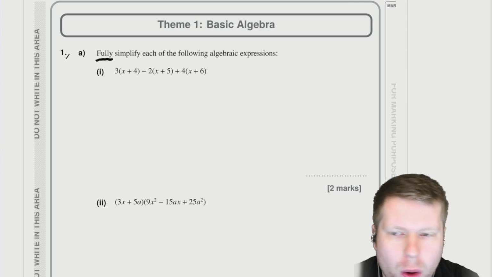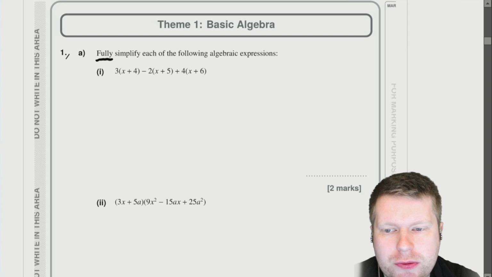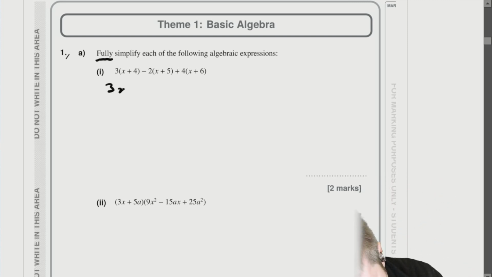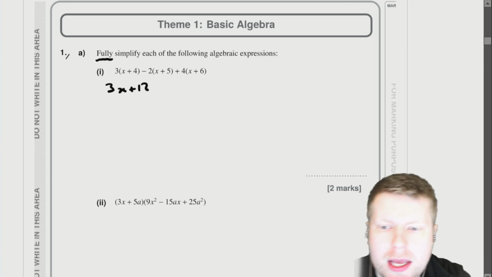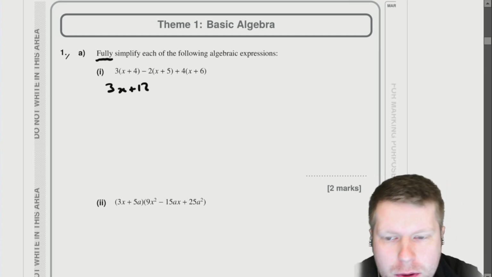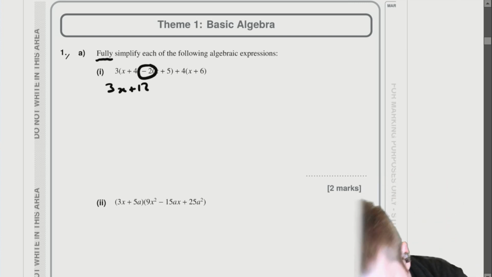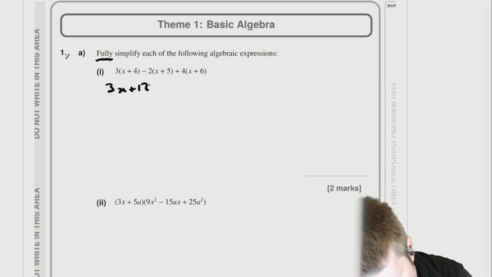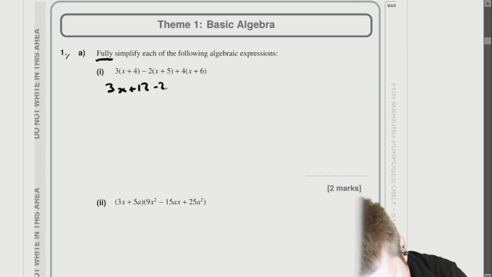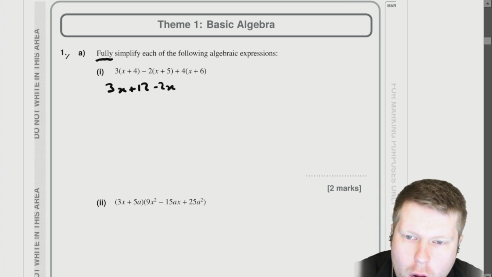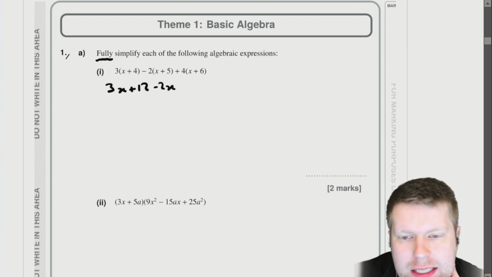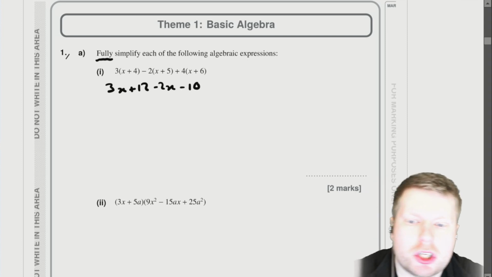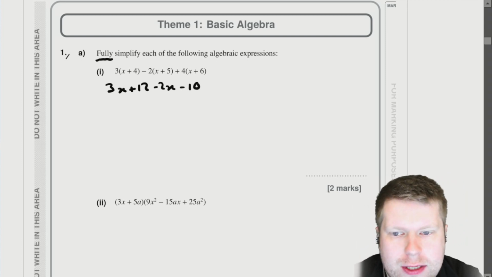So for question A, part 1, we have 3 lots of x plus 4. So this is just an expansion question. We can expand the first bracket to be 3x plus 12. Then a common error here was that people forgot to include the negative 2 and just treated this as 2 times this bracket. So you should get negative 2 times x, which is negative 2x. And then again, a common mistake was they didn't do negative 2 times 5 to get negative 10. Instead, they just did 2 times 5 and got a positive 10 there. So it is a negative 10.